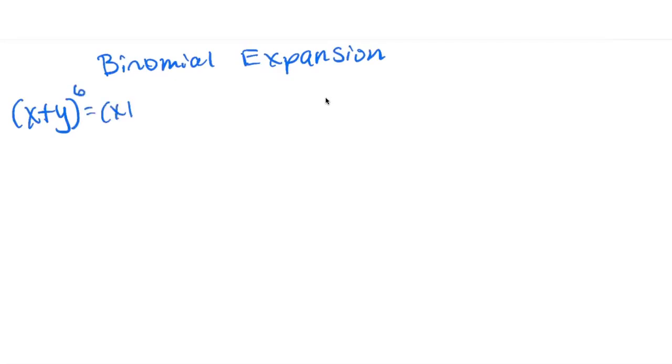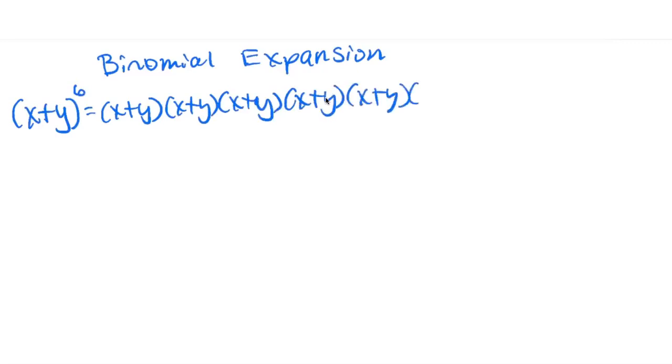Like I'm going to go x plus y times x plus y times x plus y times x plus y times x plus y times x plus y. 1, 2, 3. Okay, so that's 6 of them. All right, so now I'm going to do FOIL with these two. So it gives me x squared. It's going to be xy and xy is 2xy plus y squared.